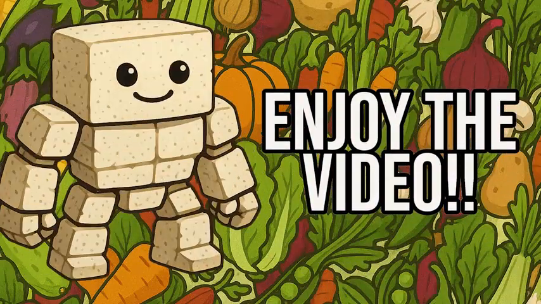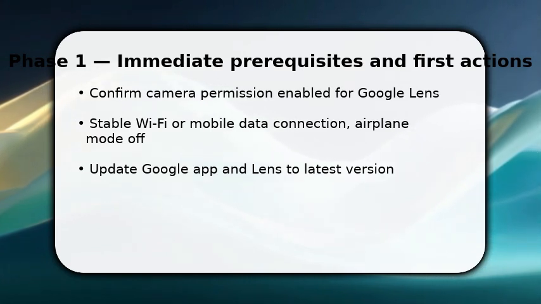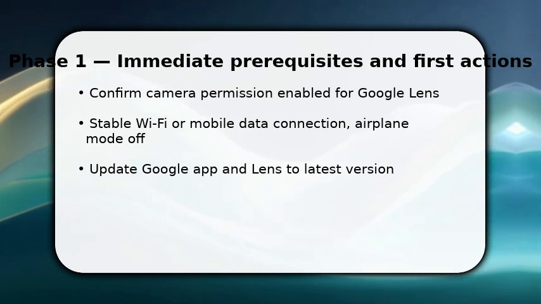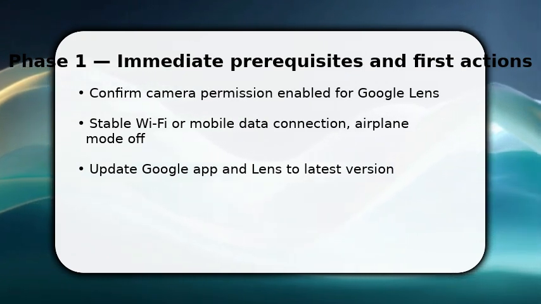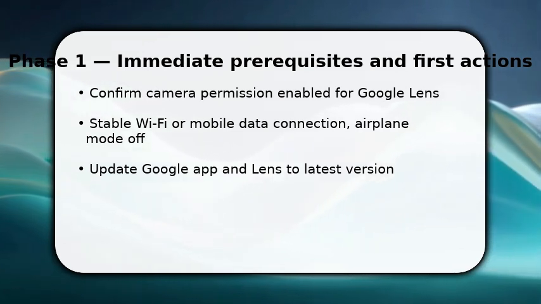You start by confirming permissions and connectivity. Open Settings, tap Apps, choose Google, and make sure camera and storage permissions are granted. Once done, verify you're on a stable Wi-Fi or mobile data network so Lens can fetch results.